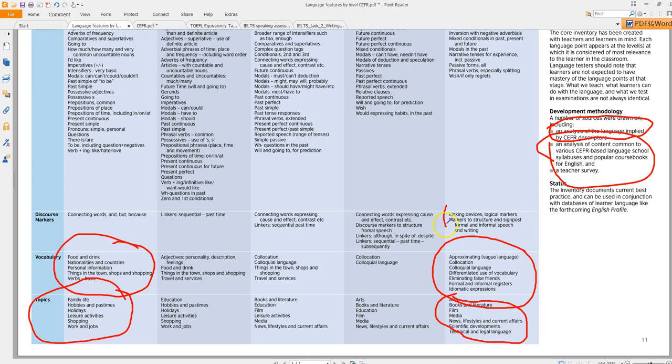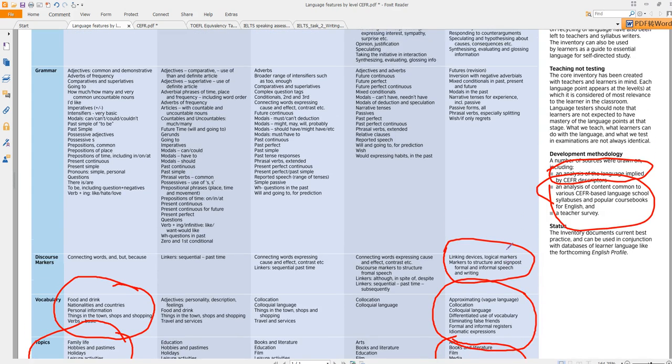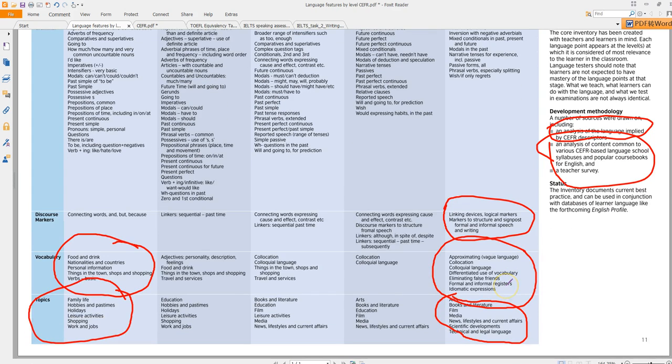The discourse markers, these are the signposts: anyway, so, because, as I was saying, in academic writing, moreover, therefore, it could be argued, etc. So you've got your linking devices, your logical markers, markers to structure and signpost, formal and informal speech. Now we'll refer back to the table in a second, but you should be able to see or hear now, if you are listening to a podcast, how the sections are designed.